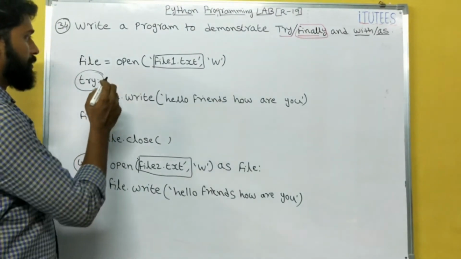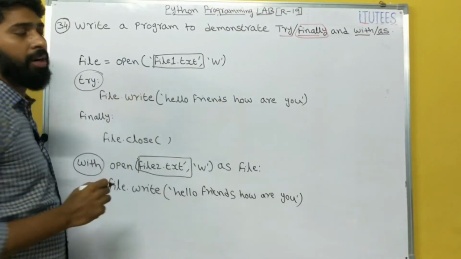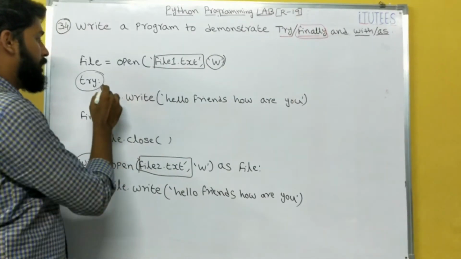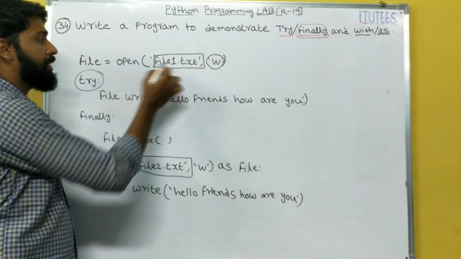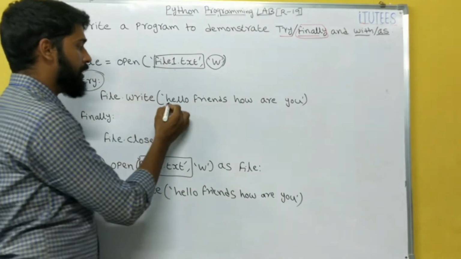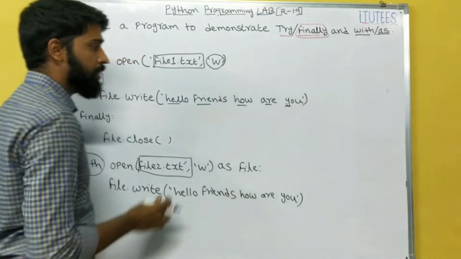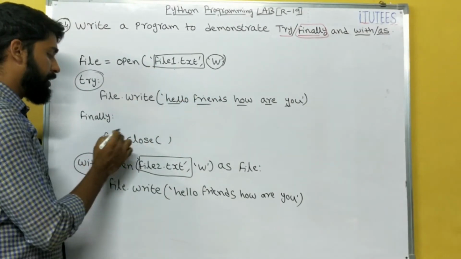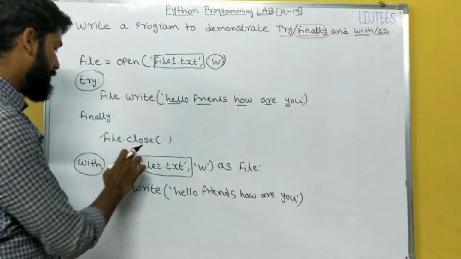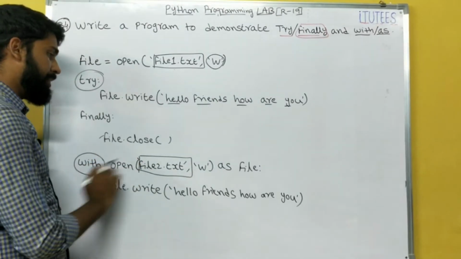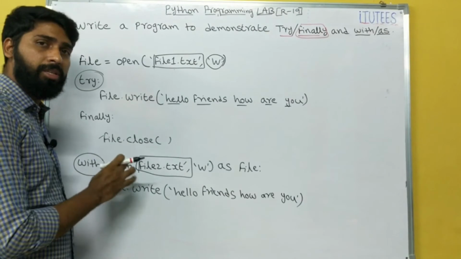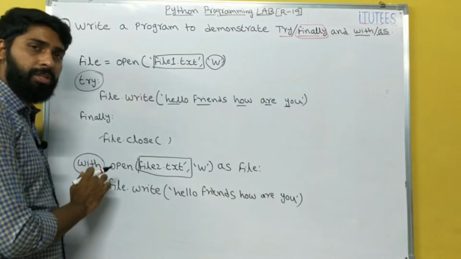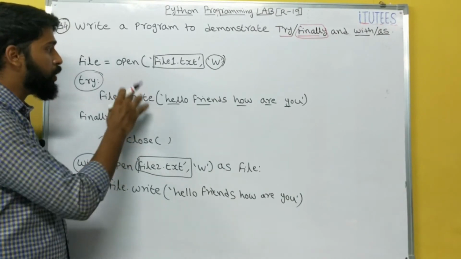Now here I open a file, file1.txt, in writing mode. In the try block, I am trying to write the content into file1.txt. What is the content? Hello friends, how are you? This content is stored in file1.txt. After that we close this file. The same thing we can write with the help of with as. So with is used to simplify the resources, and it is used in exception handling to make code cleaner.